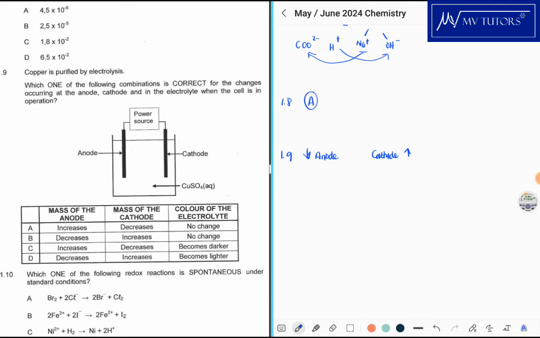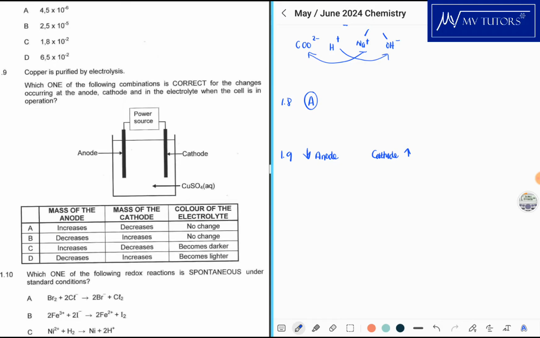Okay, what happens on the one side? We have copper electrodes, by the way. Okay, what happens on the anode? Copper is reducing. At the cathode, copper is increasing. It's just copper. Okay, so in terms of the color of the electrolyte, we're not really expecting any change.